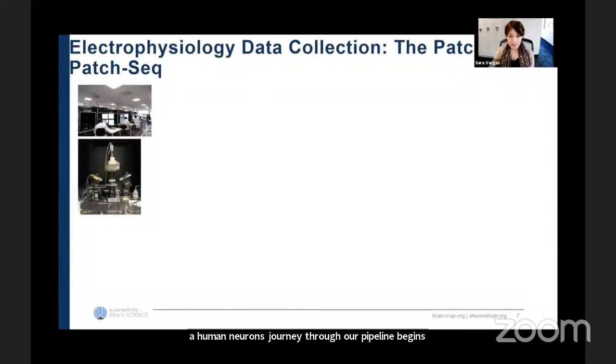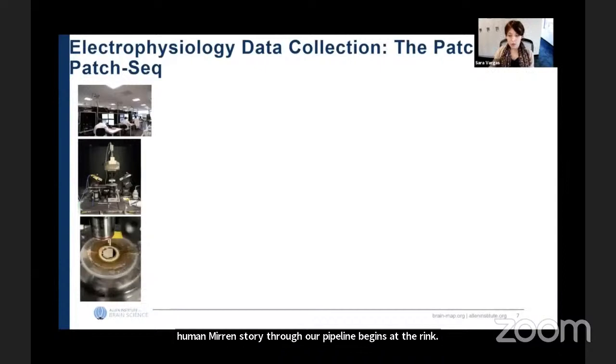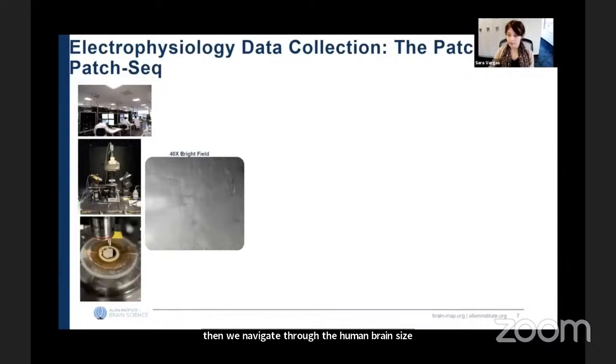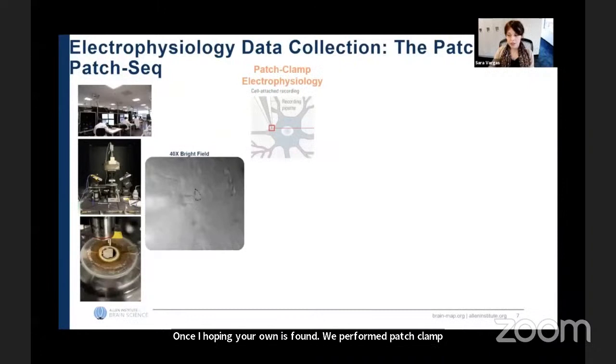Once we receive a human brain slice prepared by our tissue processing team, we place the slice in the bath chamber of the rig. Then we navigate through the human brain slice in search of a healthy human neuron. Once a healthy neuron is found, we perform patch clamp electrophysiology experiments to collect and characterize the intrinsic electrophysiological properties of a single cell. To do this, we take a glass pipette and bring it close to the membrane of a cell body.